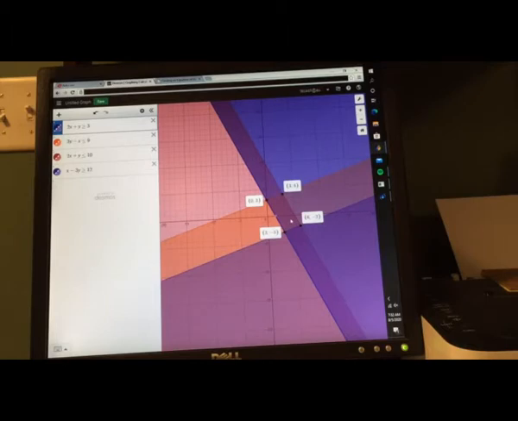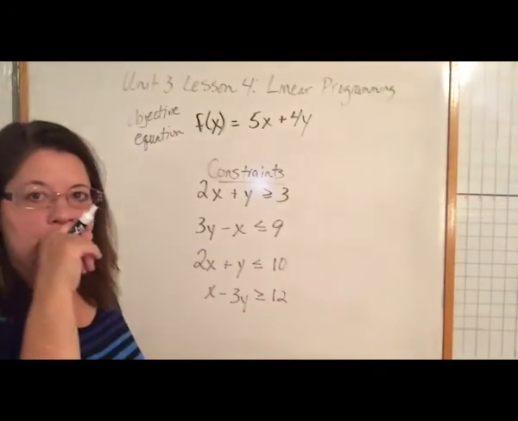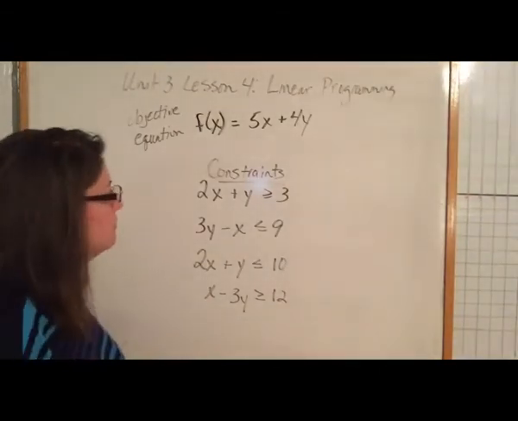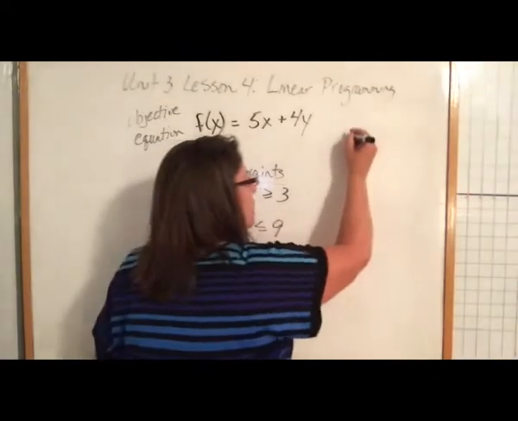I've written them down. Now I'm going to take those ordered pairs back to a piece of paper, and I'm going to finish the problem using the objective equation. All right, so back to my original problem. I have graphed the constraints and I came up with the vertices.